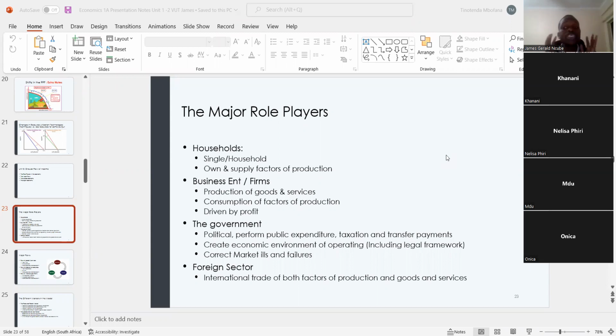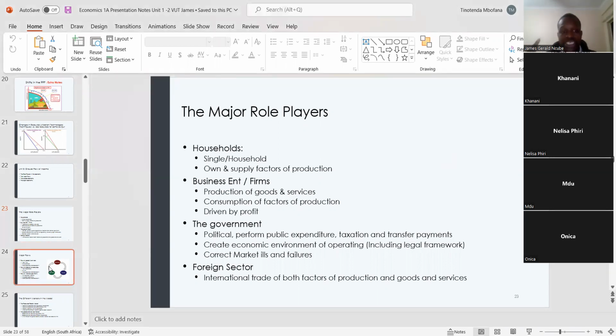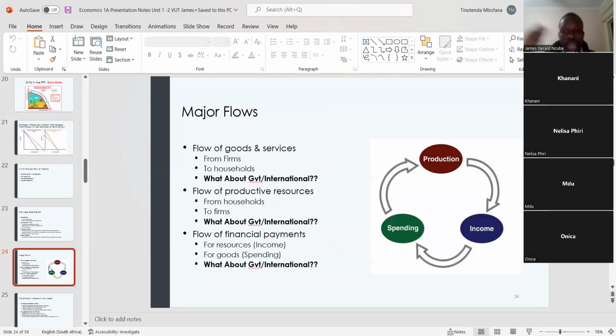So those are the major role players within an economy. Now, remember I said that they are major role players, but then after major role players, we said there's three major flows. So the interactions between these four players creates three major flows within an economy, which is why it's called the circular flow of income. Right? They create three major flows within an economy.